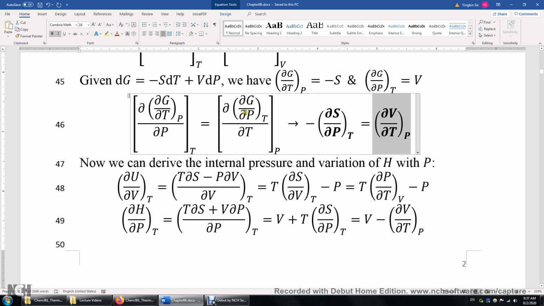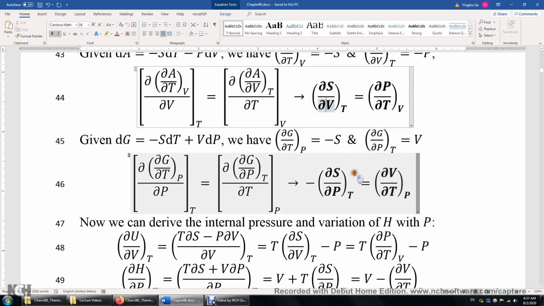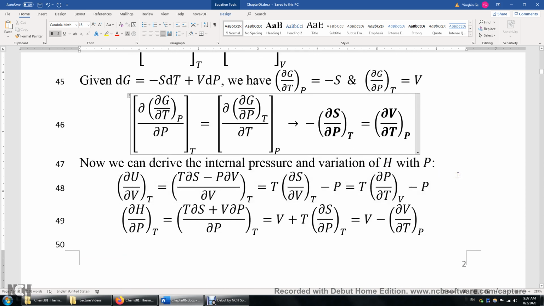And also, there's another use of these two equations. Why is this? We learned how to derive the internal pressure. No, we didn't learn that. We know the formula of the internal pressure, delta U over delta V. Now we can derive this. Delta U over delta V at constant temperature is simply, well, this part, dU is TdS minus PdV. So delta U is T delta S minus P delta V.